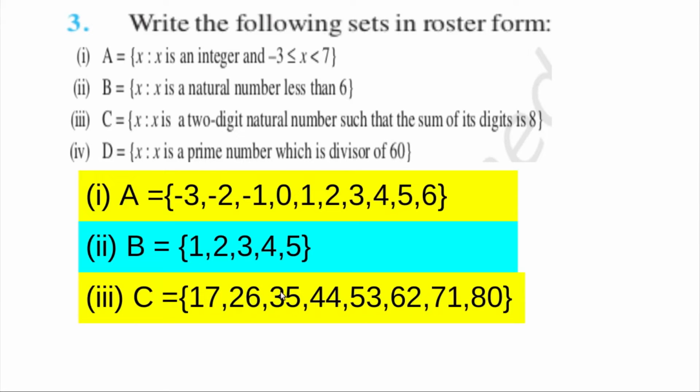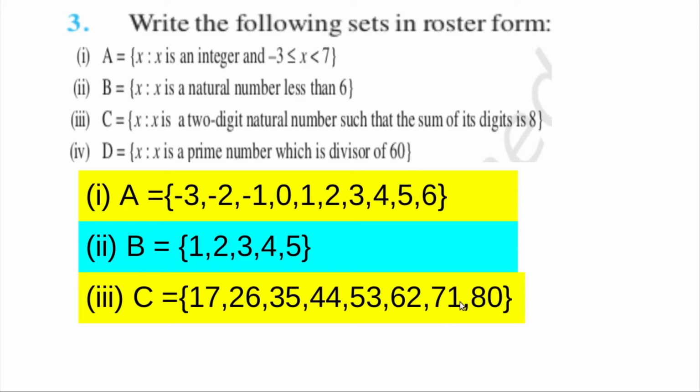And between 30 and 40, we know that 35 is there. 35 has 2 digits, 3 plus 5, that is 8. Therefore, we have to take 35. Now, between 40 and 50, we take 44 because 4 plus 4 is 8. Between 50 and 60, we can take 53 because 5 plus 3 is 8. Between 60 and 70, we can take 62 because 6 plus 2 is 8. Between 70 and 80, we can take 71 because 7 plus 1 equals 8.